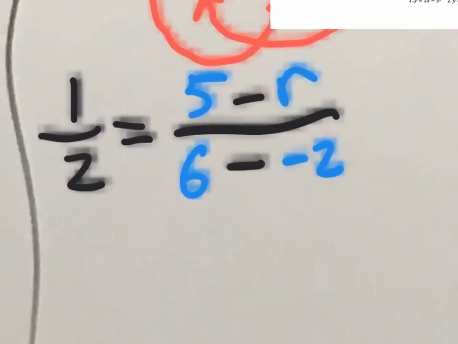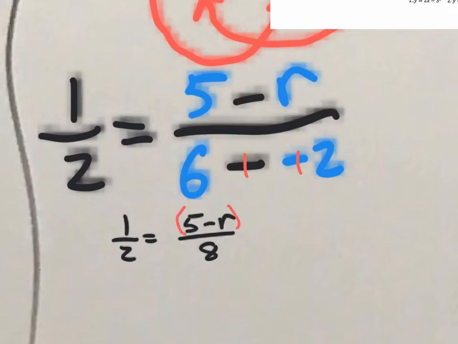Okay? Is there anything we could do to make this look a little nicer? Plus, plus. And we could actually add the 6 plus 2. Right? So let me rewrite my equation. It's 1/2 equals 5 minus r over 8. And now we could get rid of fractions by multiplying by the denominator, but I'm going to cross multiply because I have one fraction equal to another fraction, and that's a proportion right there. So all you have to do is remember to put parentheses around the binomial 5 minus r.